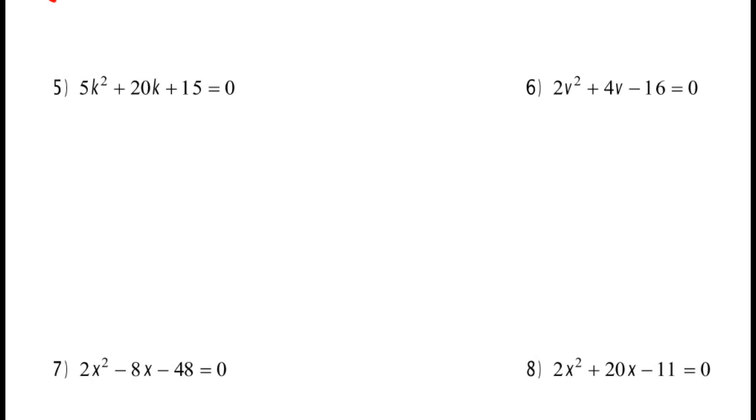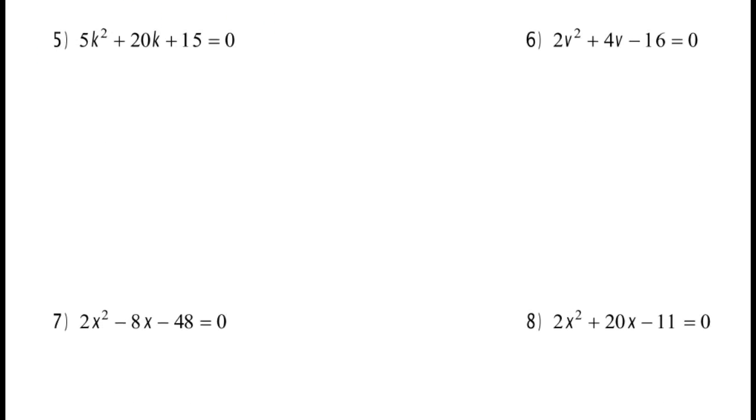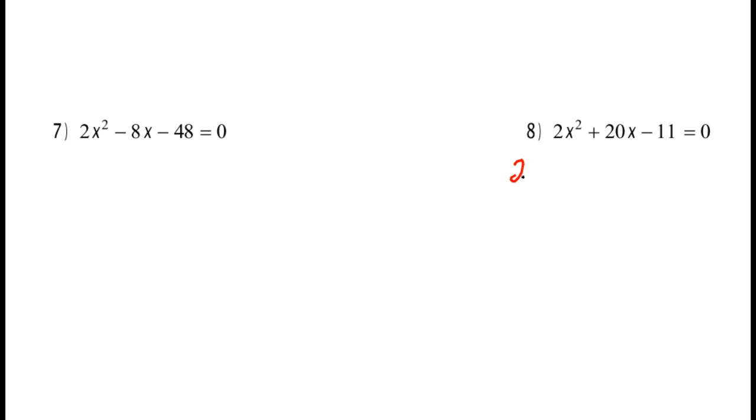Just make sure when you get down to here, you do the GCF first. So start off by taking out a GCF. Number 8, leave alone for now. We'll do that together tomorrow.